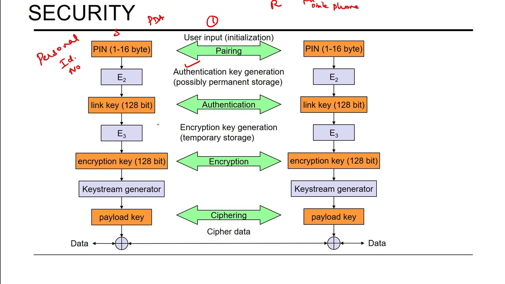So when it is the authenticated person, to receive the information, E3 is the next encryption key, which is the temporary storage. This is the encryption key for permanent storage, and this is the encryption key for the temporary storage. So it will exchange the information. So the key stream generator will be generating a cipher with respect to the payload key, which will transfer the information. So this is for the security part.